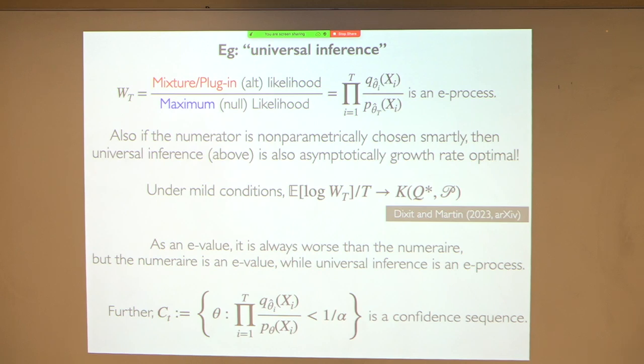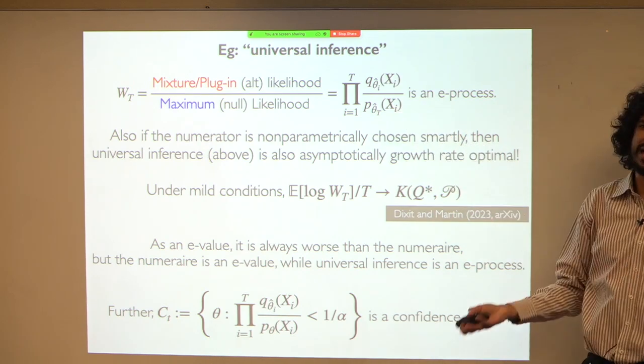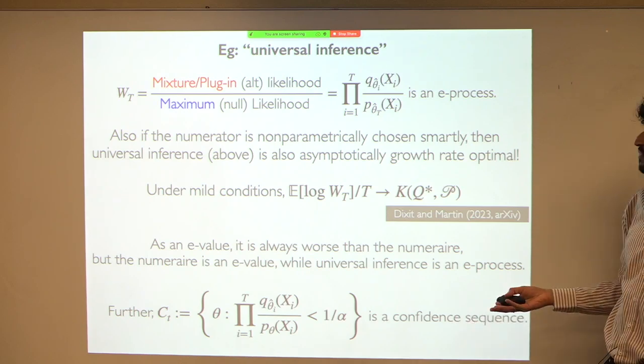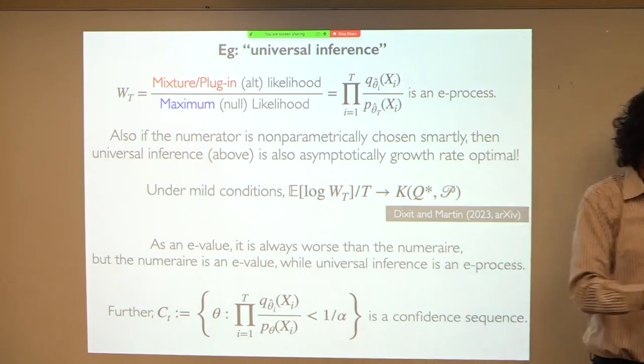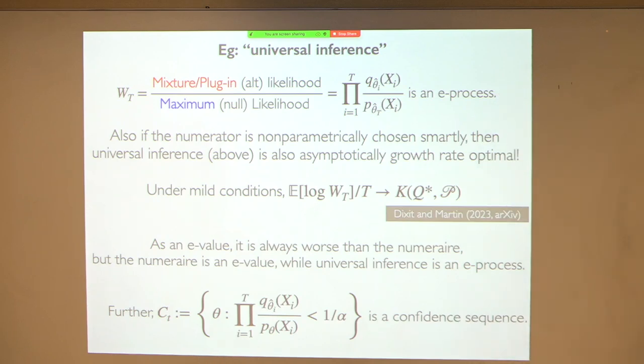And the key part is, why is it called universal inference? It really works for any composite null and any composite alternative as long as you have likelihoods. As long as you can define a likelihood, this immediately works and gives you an E process. Of course, if it's a point null, this is just simply a likelihood ratio process. So it's very simple. But the key point is when you have a composite null, it's still an E process. That characterization property that we want is maintained over here.